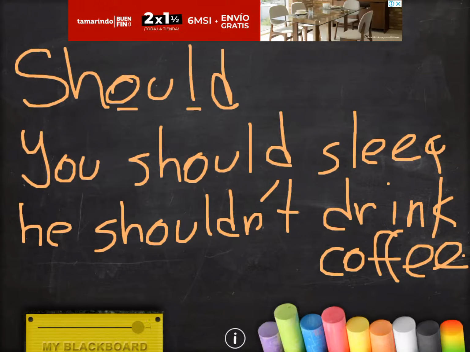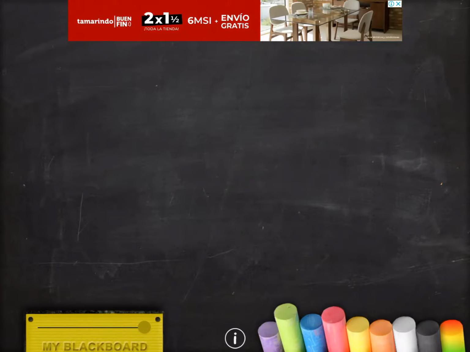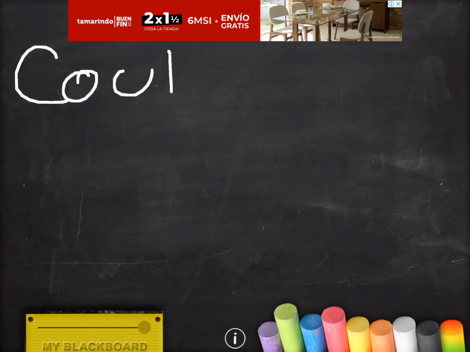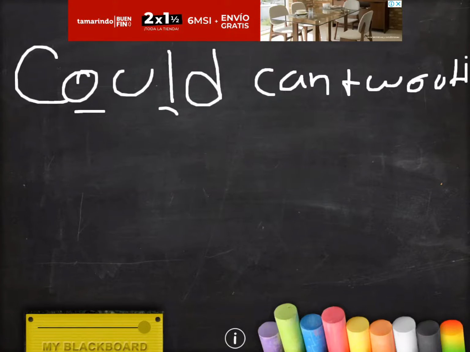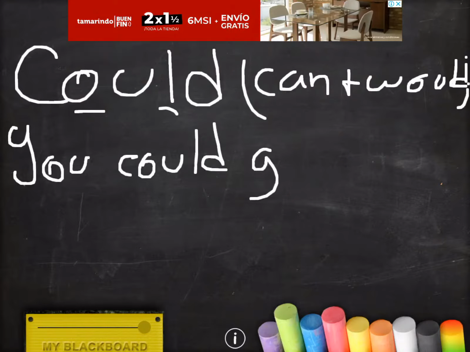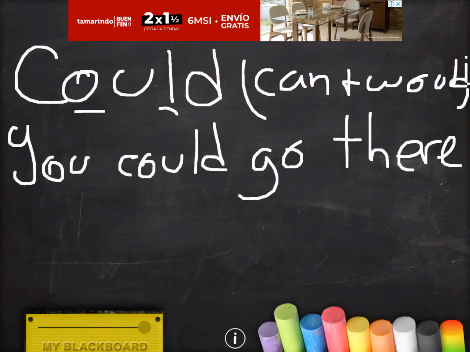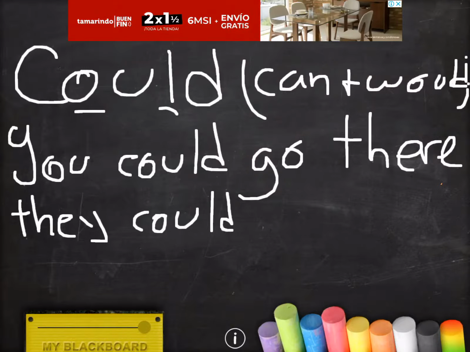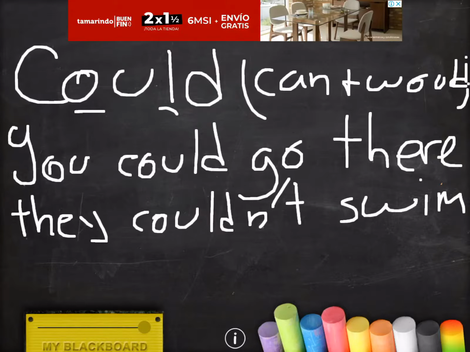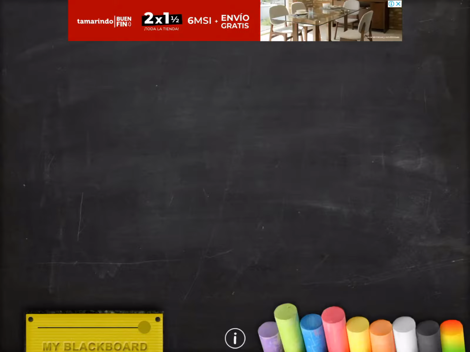Then, another of this same family is could. Could, notice again the pronunciation. It's can plus would. It's the same as can plus would. That means podría. O tú podrías. You could go. Tú podrías ir. You could go there. Podrías ir. They couldn't swim. Ellos no podrían nadar. This is for present. We have reviewed the modal verbs for present.